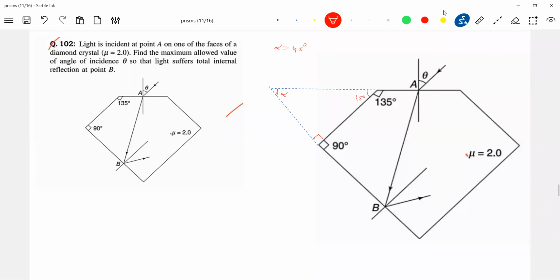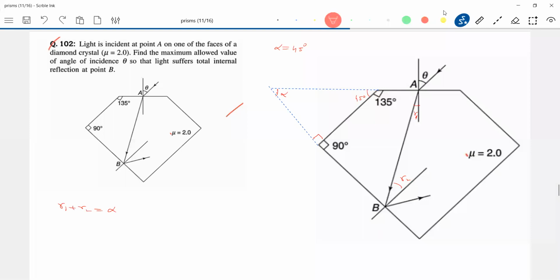And strictly, this will be the refracting angle R1. R1 plus R2 plus alpha, R1 plus R2 should be alpha. And for the ray to undergo TIR at B, for TIR.